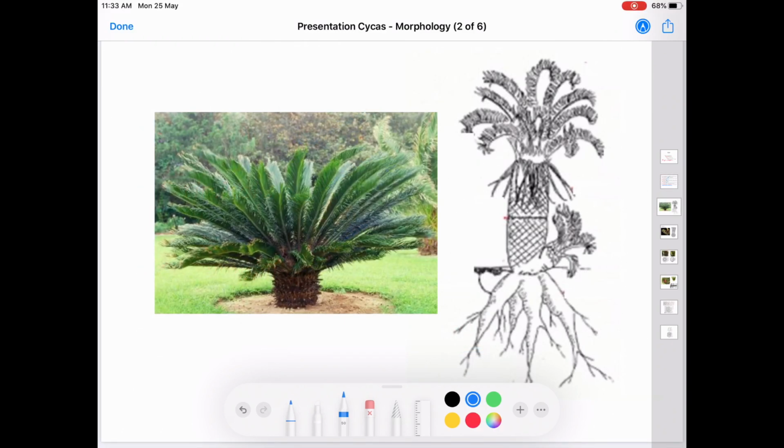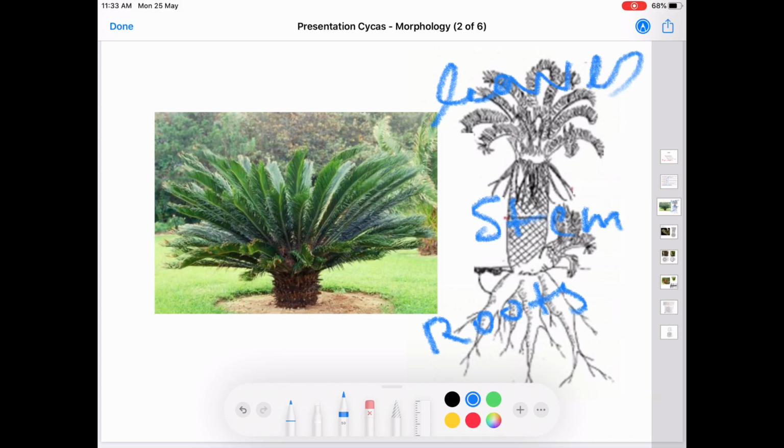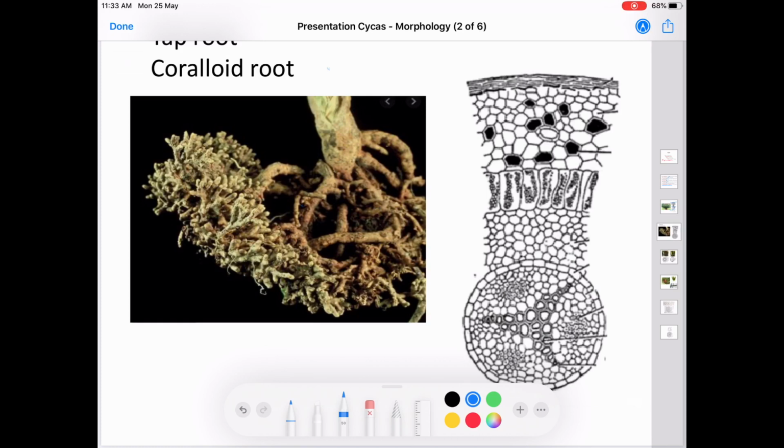Now, let us have a look into the morphological and anatomical features of the plant Cycas. As I have told you earlier, the plant body is differentiated into roots, stem and the leaves. Among this, the first one, roots. In Cycas, there are two types of roots, the normal root and the coralloid roots. The normal roots grow deep into the soil and form the taproot system. Later, it is replaced by adventitious roots. The function of the root is to fix the plant in the soil and to absorb water and minerals.